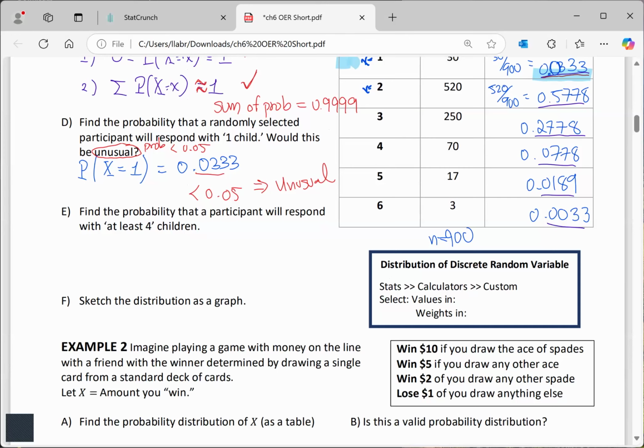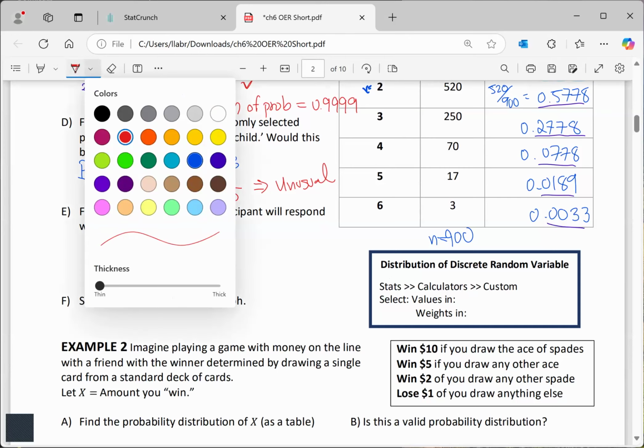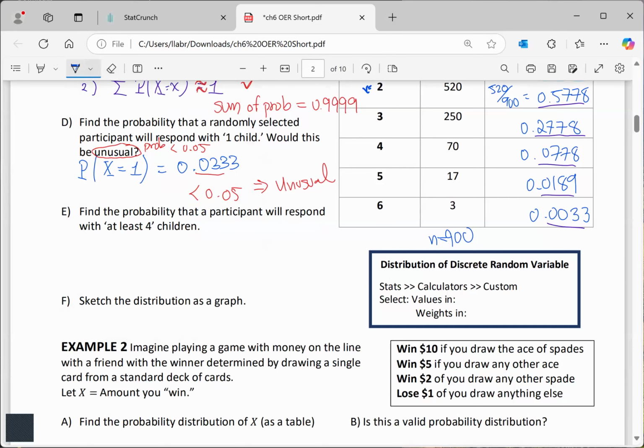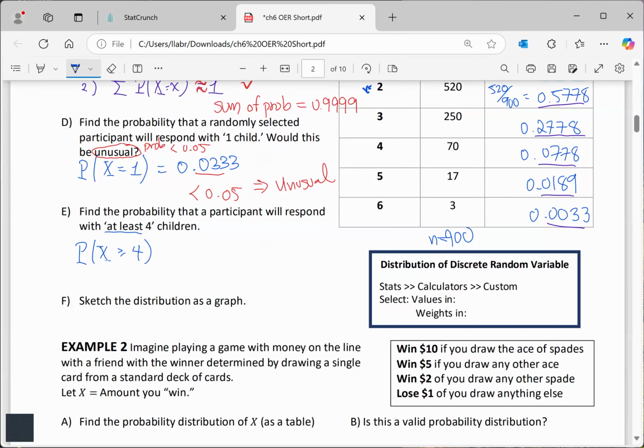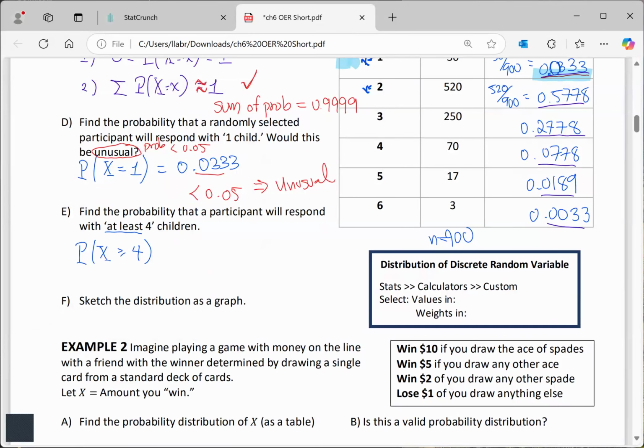Part E, find the probability that a participant will respond with at least 4 children. So again, I'm going to utilize the random variable. When they say at least, that means that they want to hear 4 or higher. So here, this will be the probability that X is greater than or equal to 4. So that means that we could observe this one, or this one, or this one.